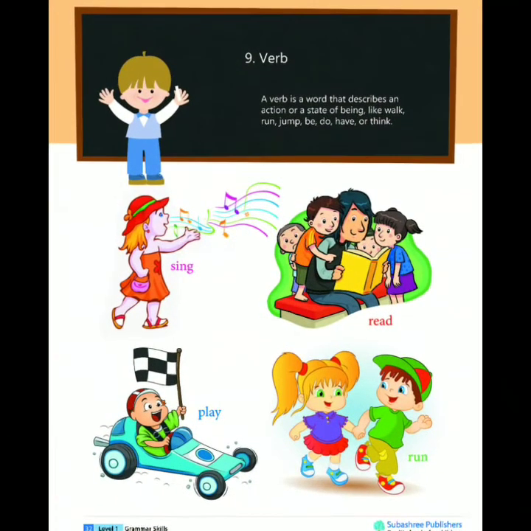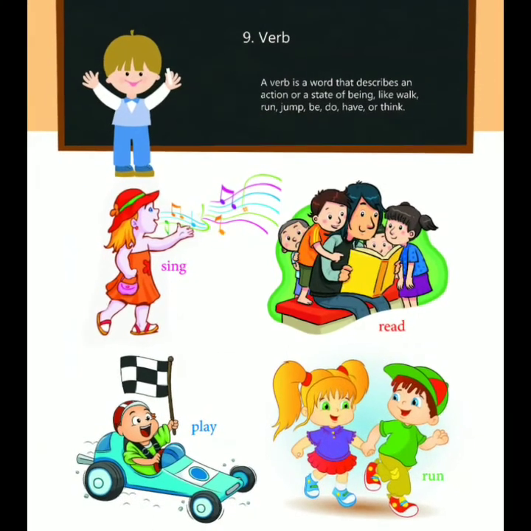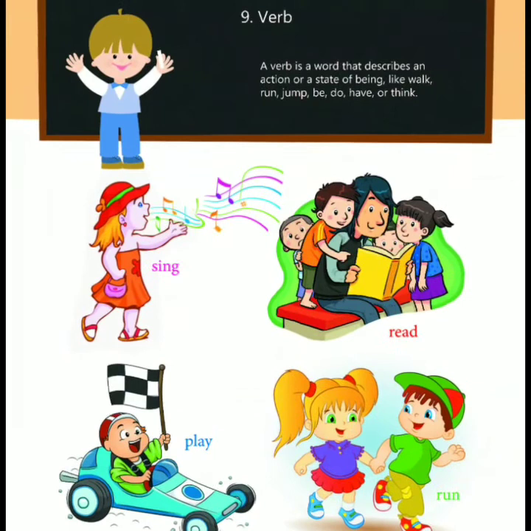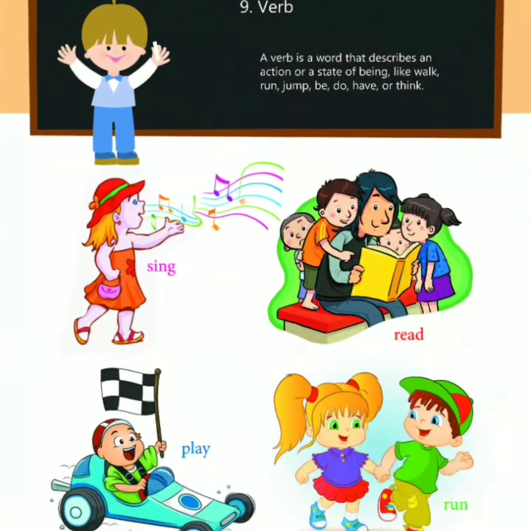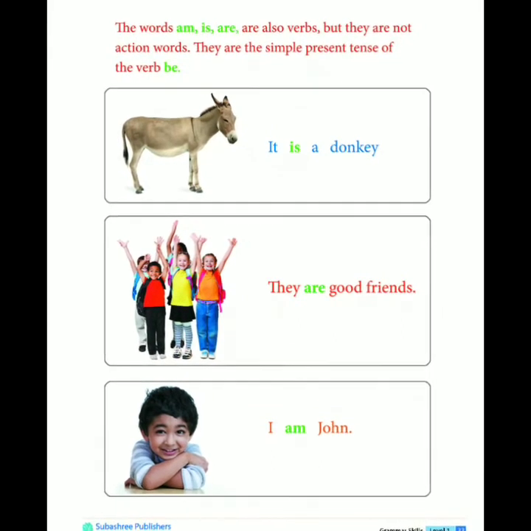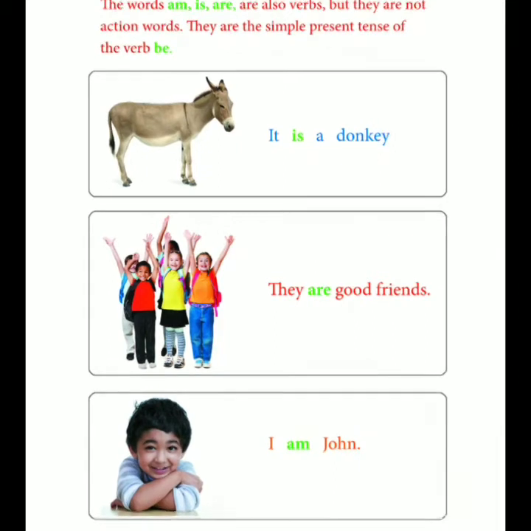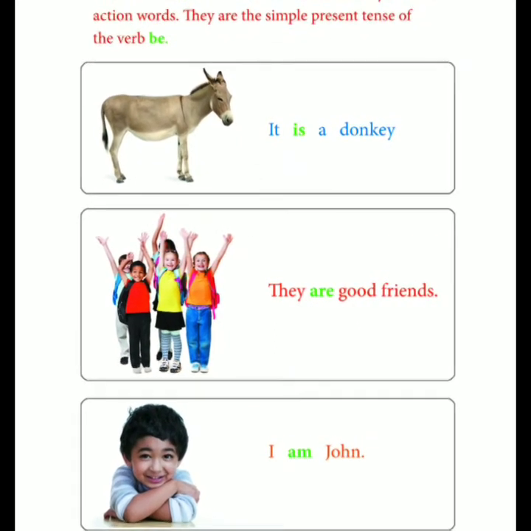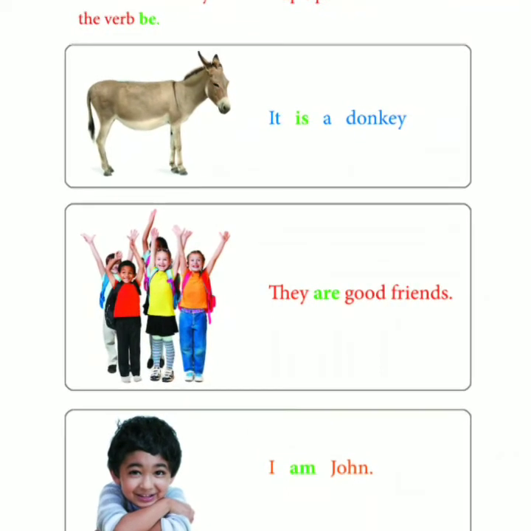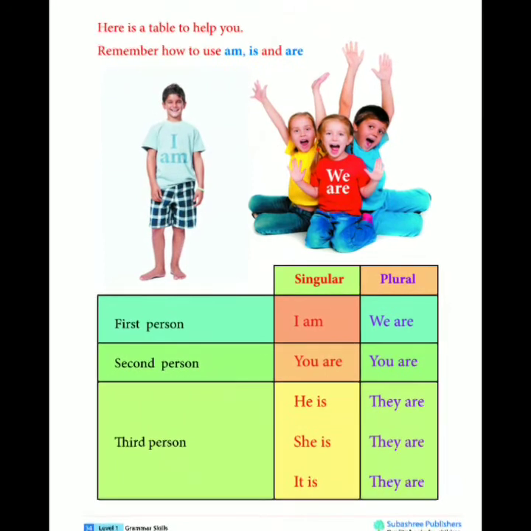Let's see what a verb is. A verb is a word that describes an action or a state of being, like walking, jumping, running. Right? Here in this picture, you see a girl singing, children are reading, and some children are running and playing. These are the examples for verbs. The words am, is, or are are also verbs, but they are not action words. They are the simple present tense of the word be. It's a donkey. They are good friends. And I am John. These are some of the examples for verb be. Here is a table to help you.